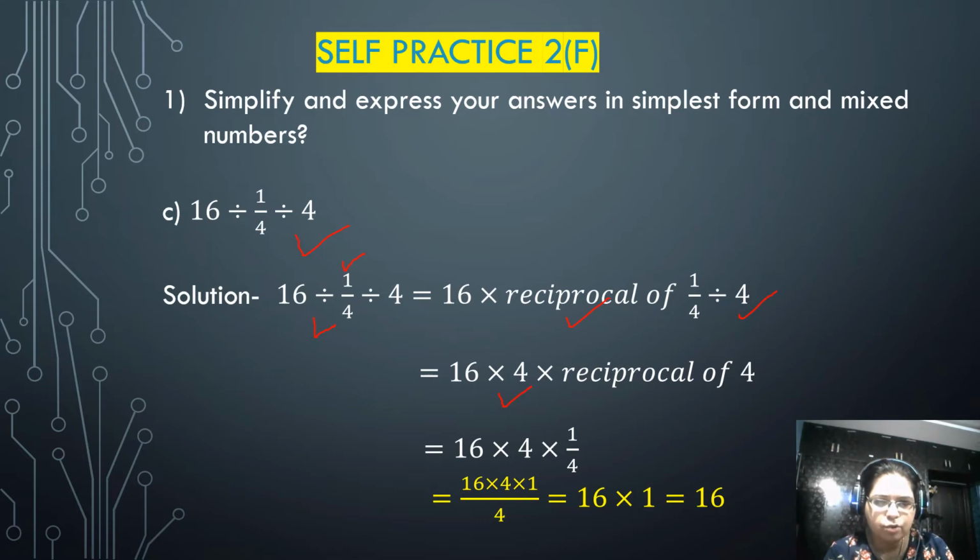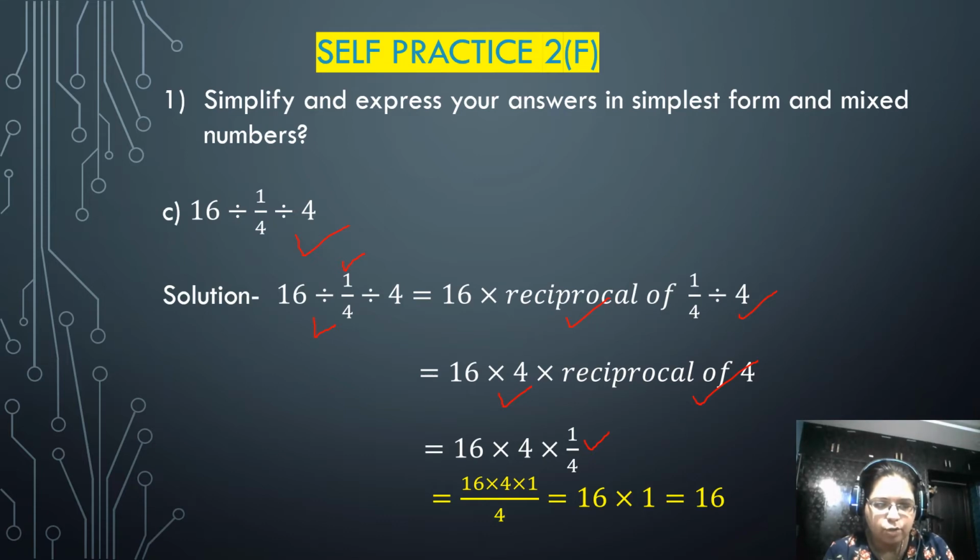16 multiplied with 4, and division of 4, we have to interchange this division symbol into multiplication symbol, just multiply with reciprocal of 4. And reciprocal of 4 is 1 divided by 4. Interchange the numerator and denominator. So the reciprocal of 4 divided by 1 is 1 divided by 4. Now we get 16 multiplied with 4 multiplied with 1 divided by 4. 1 divided by 4 is the reciprocal of 4.